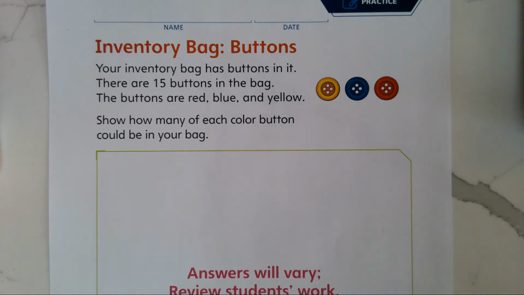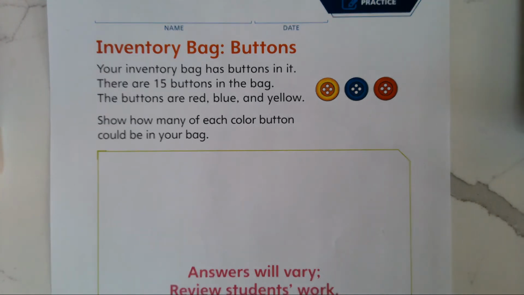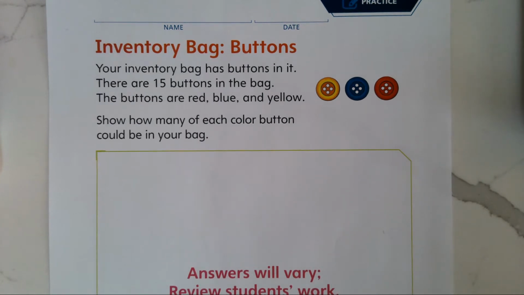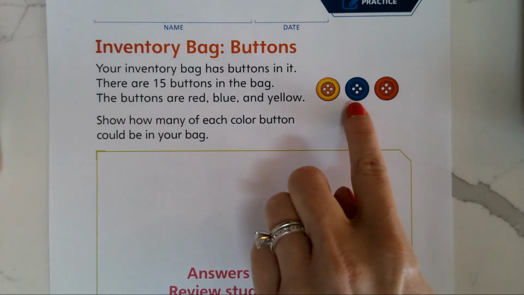So today, our problem is about an inventory bag. Your inventory bag has buttons in it. There are 15 buttons in the bag. The buttons are red, blue, and yellow.